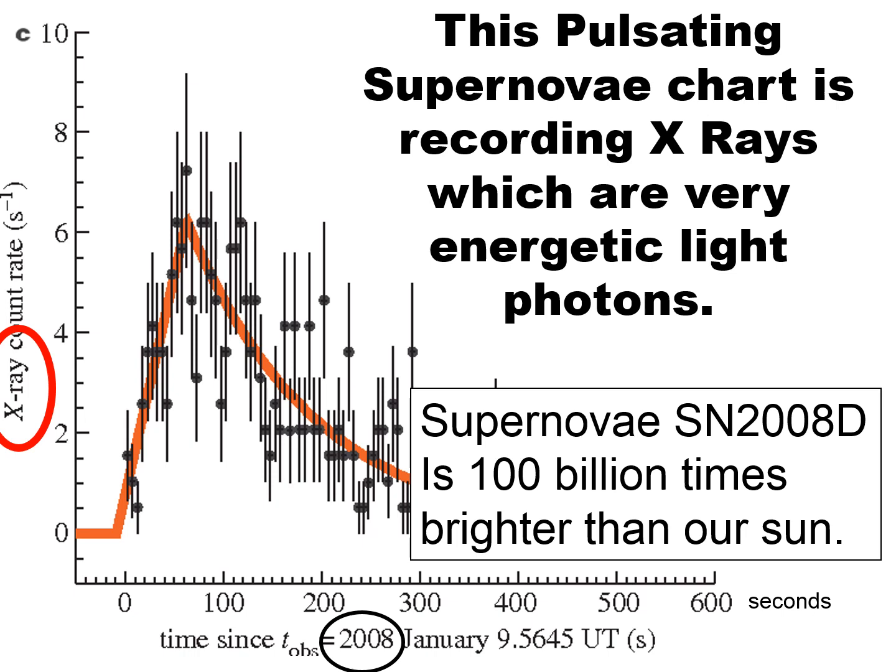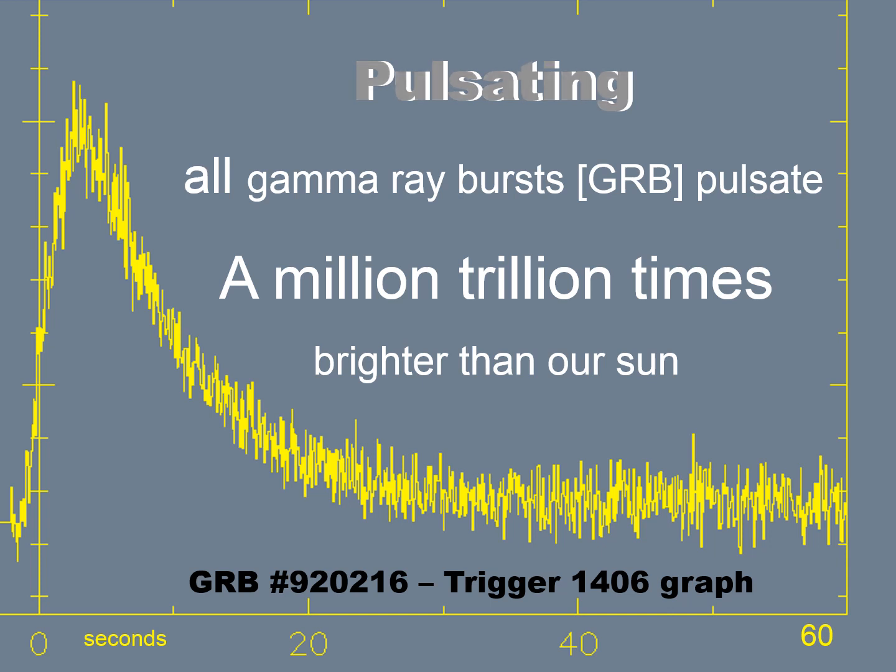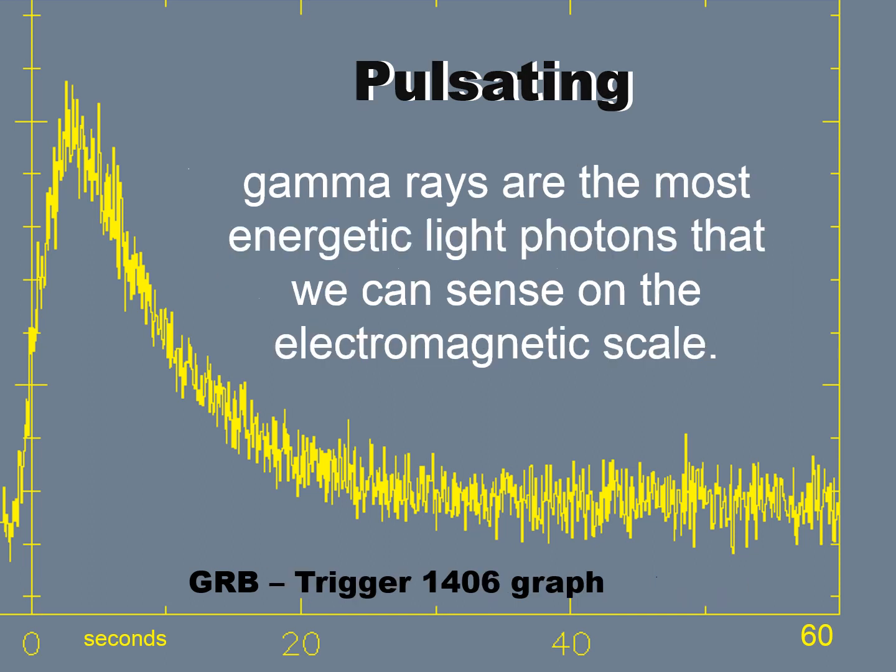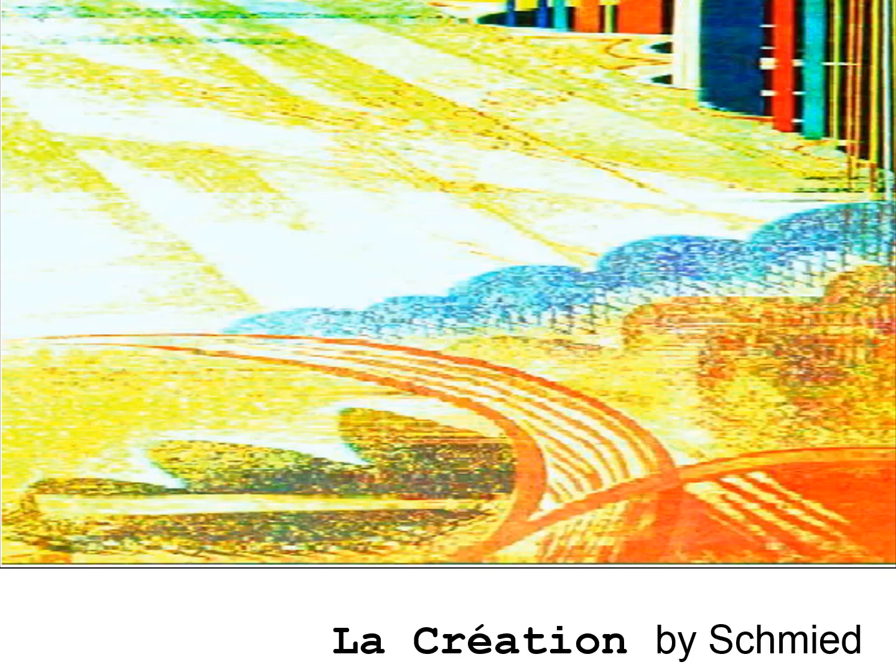They are so bright. But they're small compared to the thousands of pulsating gamma ray bursts called GRBs, which shine hundreds of times brighter than supernovas and are around 1,000,000 trillion times as bright as the sun. Pulsating GRBs are the most energetic light photons that we can sense with all our modern technology. NASA records at least one gamma ray burst a day.